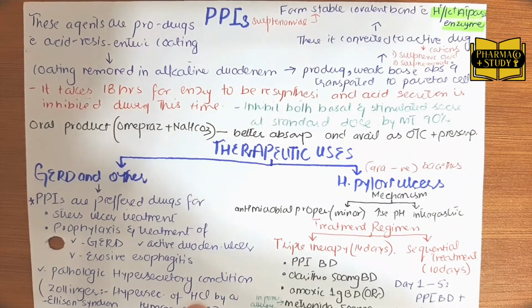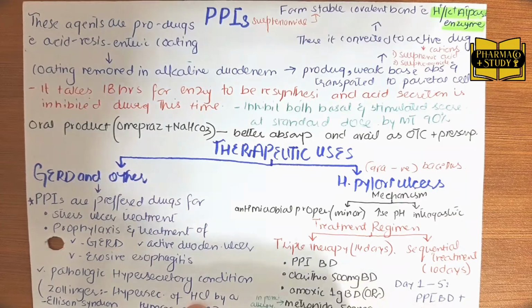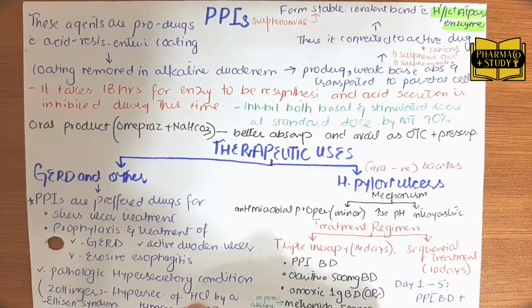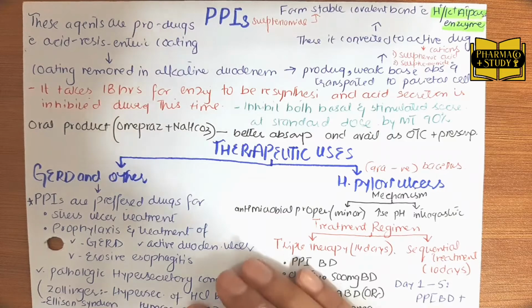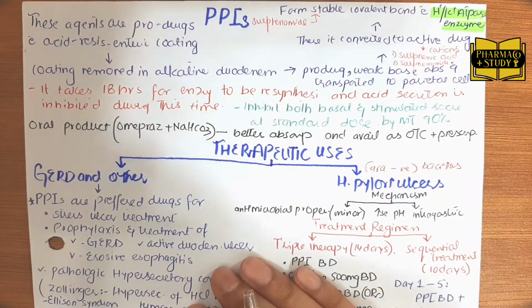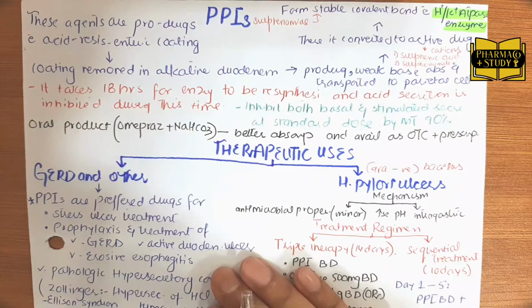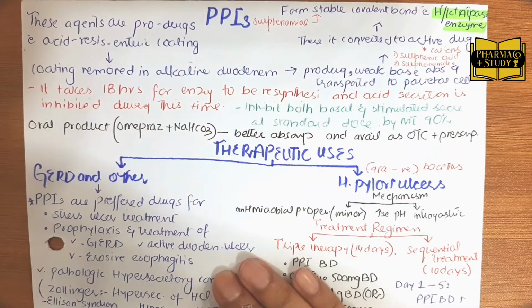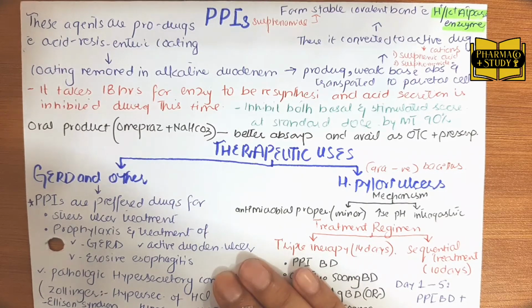You must also know that before discussing the clinical points, I always discuss and clarify the main mechanism of every class. So before going to the therapeutic uses and the clinical points, we will first discuss what the mechanism of the proton pump inhibitors is and in which form it is developed. It is a prodrug, which is very important to know about. It is a prodrug and it is developed with an acid resistant coating.